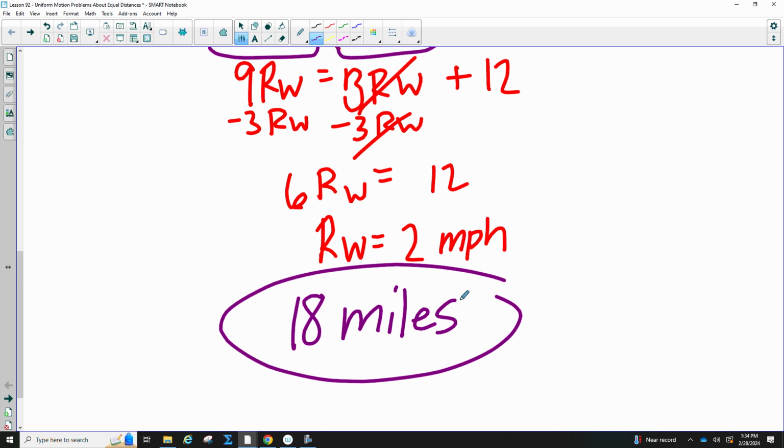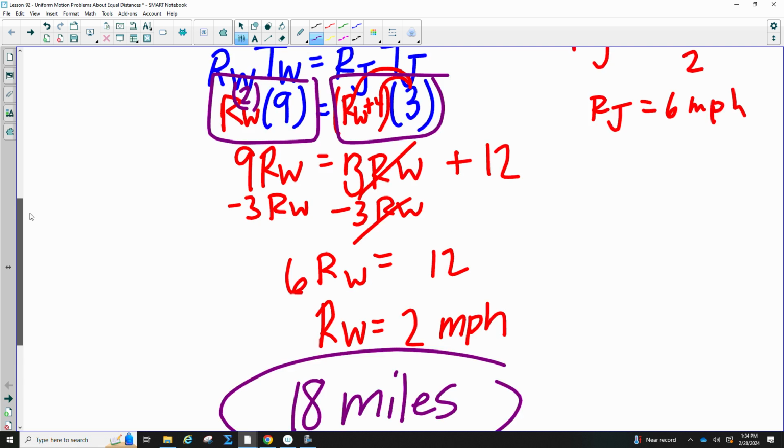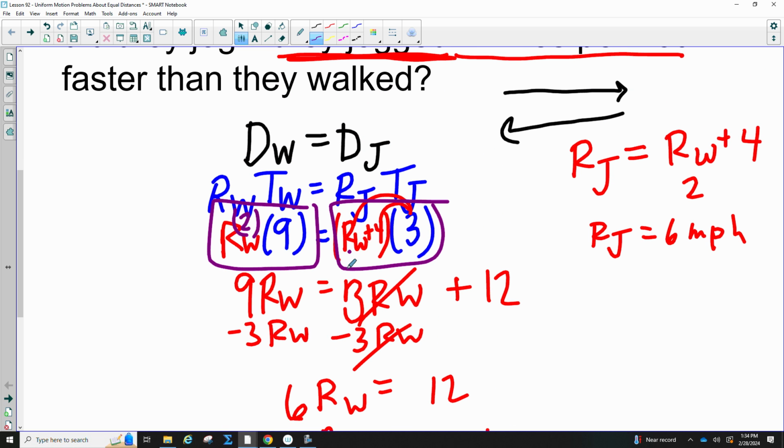Now, I also could have plugged in on the other side. I know it's hard to read. I could have squeezed a little 2 in right here. What is 2 plus 4? 6. What's 6 times 3? 18. So whichever side you plug in, you should get 18 because the distances are equal, okay? And you're 18 miles for distance.